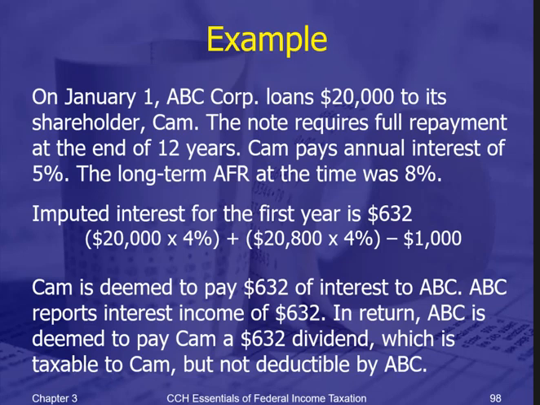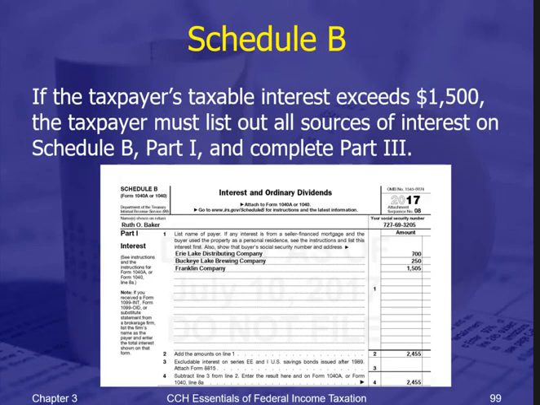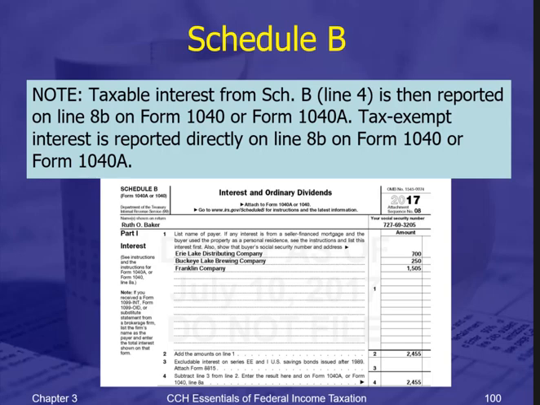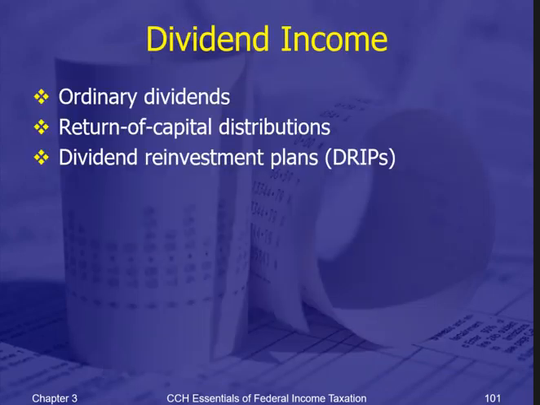So this doesn't work out quite as well for the corporation. They have income, and CAM has income as a dividend. So this is kind of the worst case scenario. All interest is reported if it's over $1,500 on Schedule B. You see how that's listed.